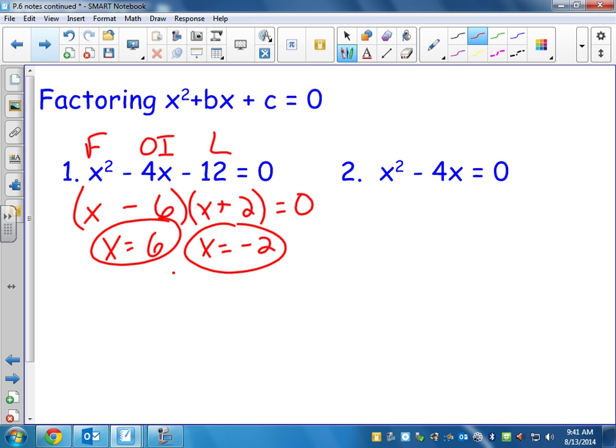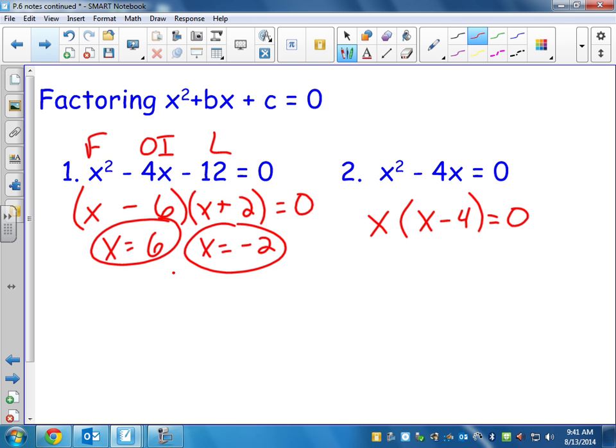Just threw this one in here to remind you that it's not always undoing FOIL. Like on number 2, there's no constant value. You could still complete the square on this. You could still do the quadratic formula. But you also could factor because you could factor by GCF. Like these both have a factor of x, so instead of making my two parentheses, I could just pull an x out front, and then I get x minus 4.